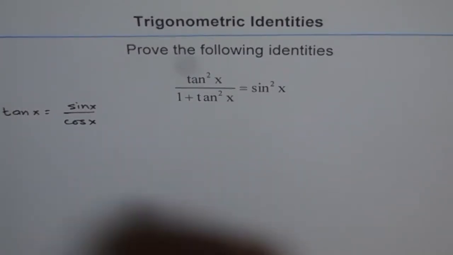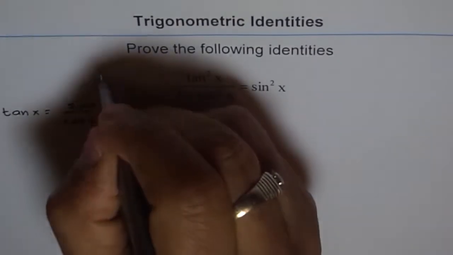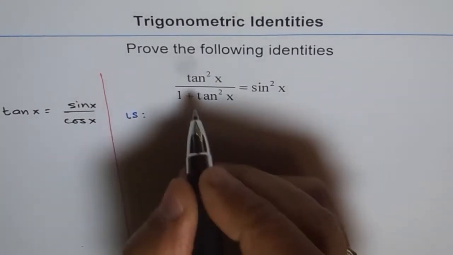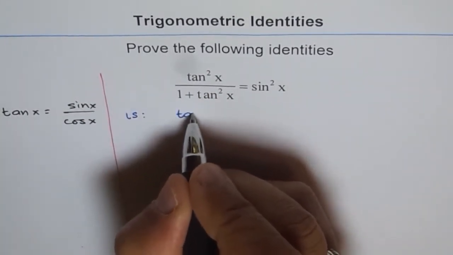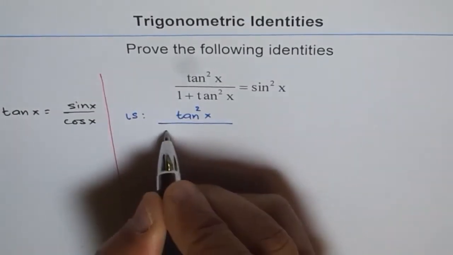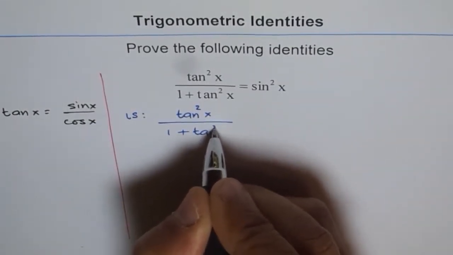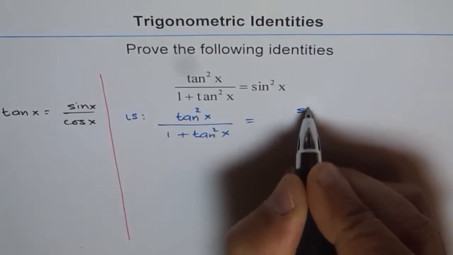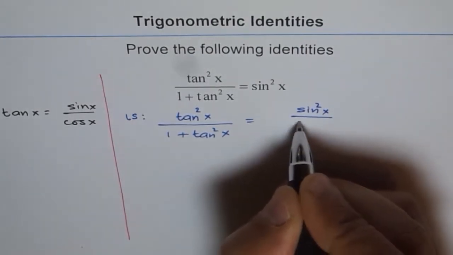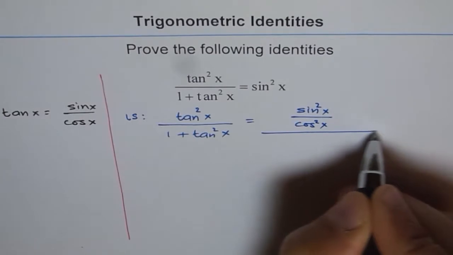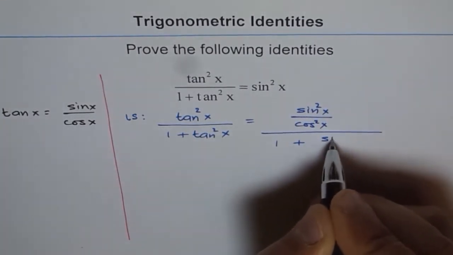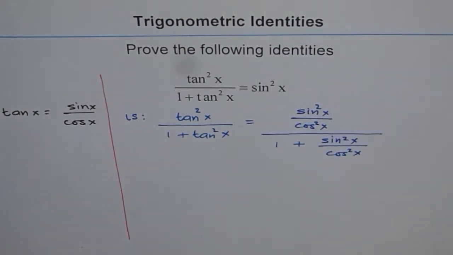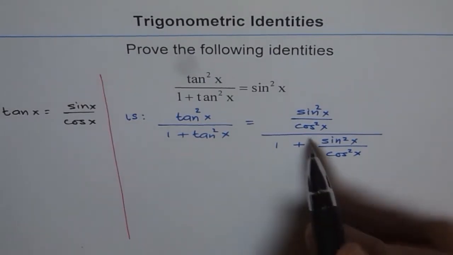identity. Okay, so let's start with the left side. On this side I'll just put some remarks if required. So I have the left side, which is tan squared x over 1 plus tan squared x. I can write tan as sine over cos, right? So it becomes sine squared x over cos squared x, divided by 1 plus sine squared x over cos squared x. Correct? Now we can take a common denominator and then cancel out cos.